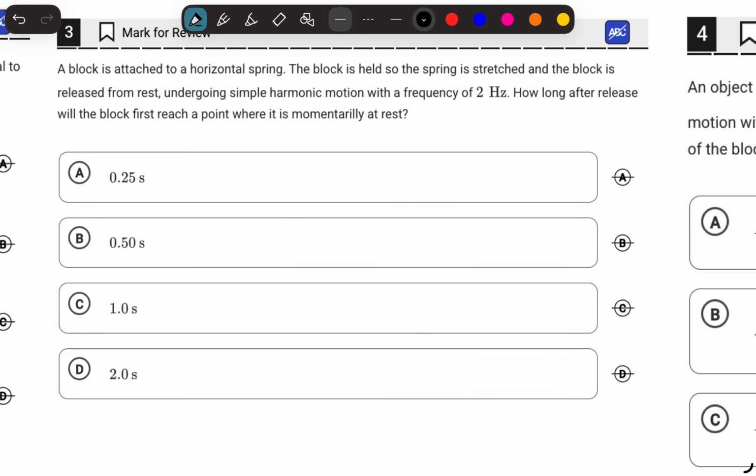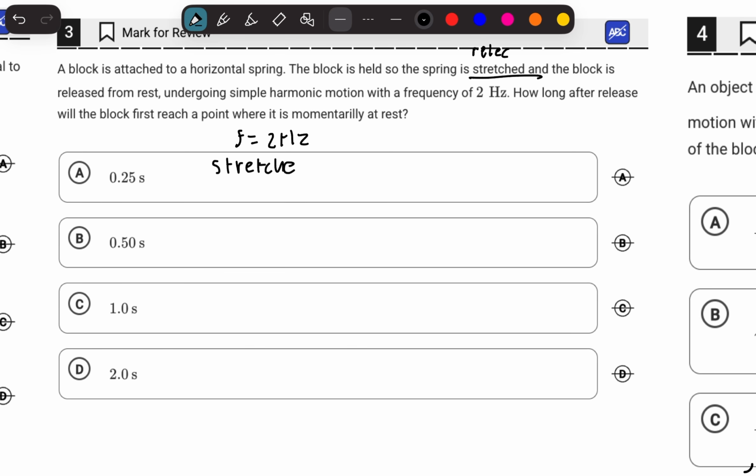So a block is attached to a horizontal spring. The block is held so the spring is stretched and the block is released from rest, undergoing simple harmonic motion with a frequency of 2 Hz. How long after release will the block first reach a point where it's momentarily at rest? So we know that f is equal to 2 Hz, and we know that it's stretched and released from rest.